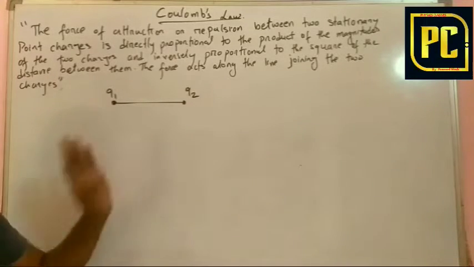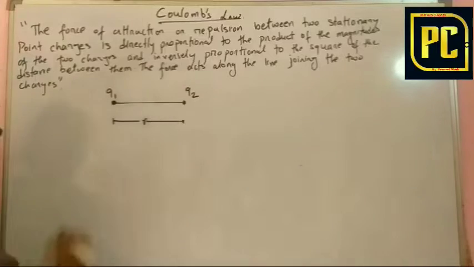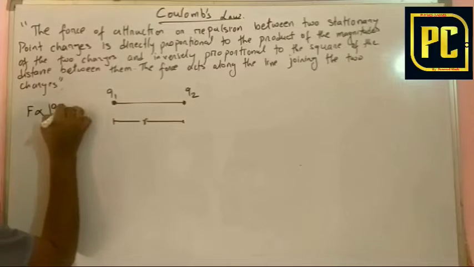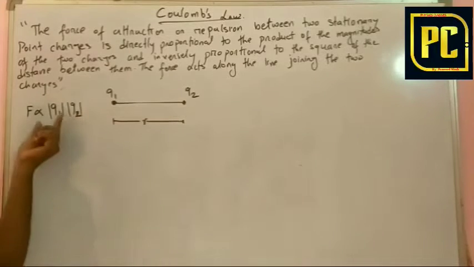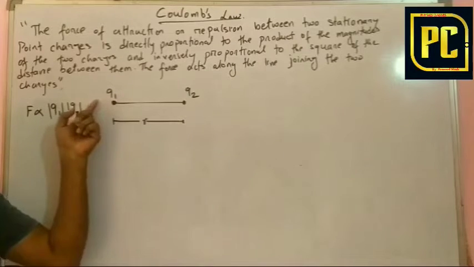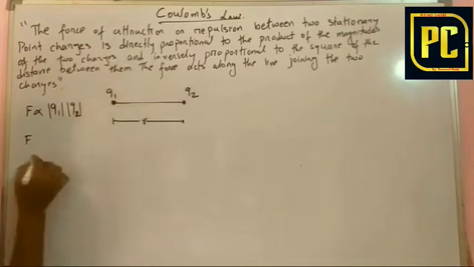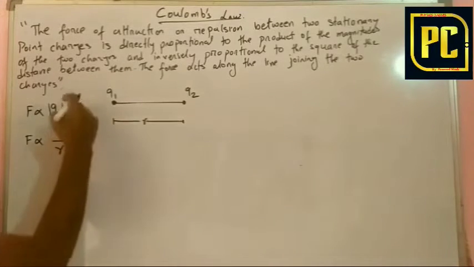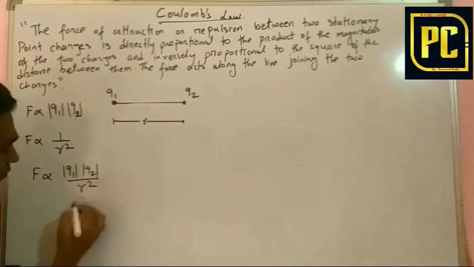Now when two stationary point charges are there and there is some distance between them, the force is directly proportional to the product of their magnitudes. I can write it with the modulus of Q1 and modulus of Q2, whether they are negative or positive, I don't care, I will take simply the modulus. It is also said that the force is inversely proportional to the square of the distance between them. Now if we combine these two, we get |Q1||Q2| by R square.